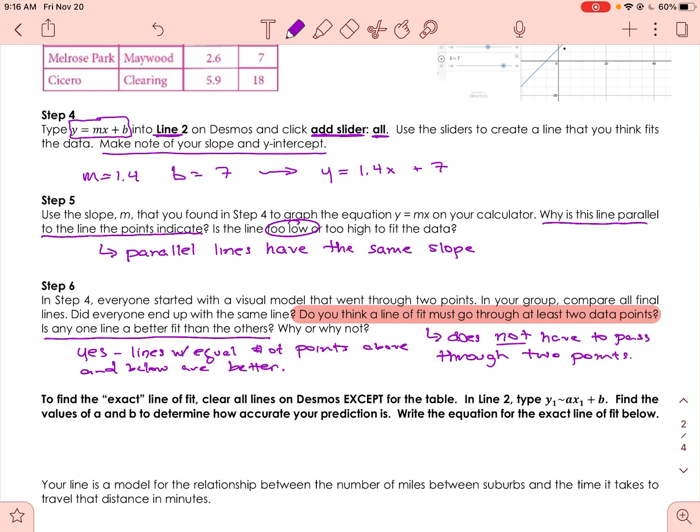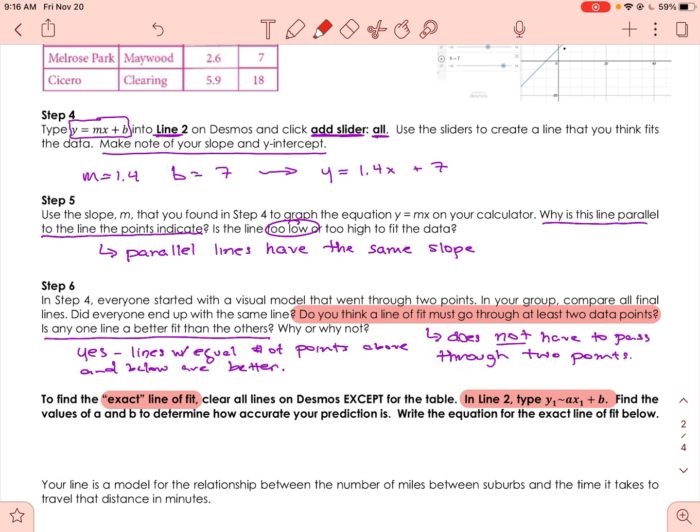Now, what I want you to make sure you know is that we have estimated what this line of best fit is. We were dragging a line and whatnot, and what we want to do is find the exact line of best fit. Okay, the exact line of fit. In order to do that, we are going to use Desmos, and it's going to tell us exactly what our line of fit is.